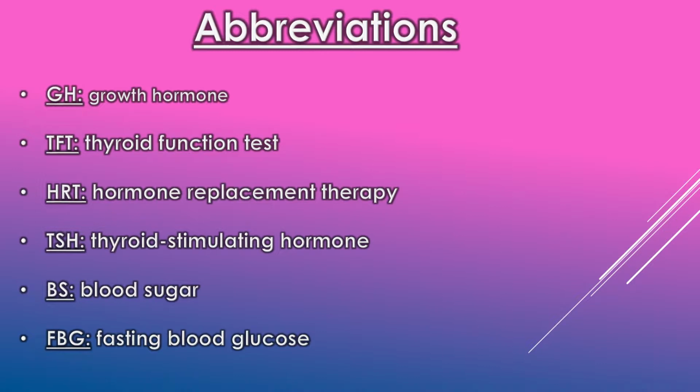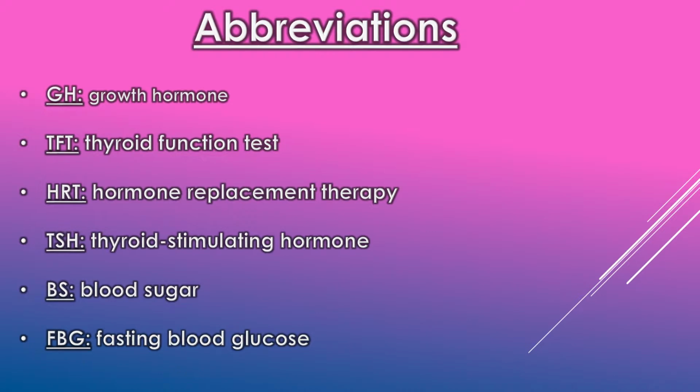It is a hormone produced by the thyroid gland and affects almost every process in the body, including body temperature, growth, and heart rate. Next, we have HRT, which stands for hormone replacement therapy. This is basically a treatment with estrogens that aims to reduce menopausal symptoms or osteoporosis.